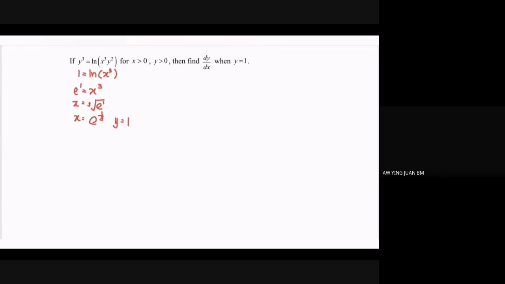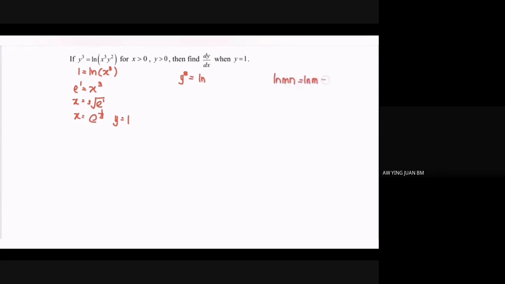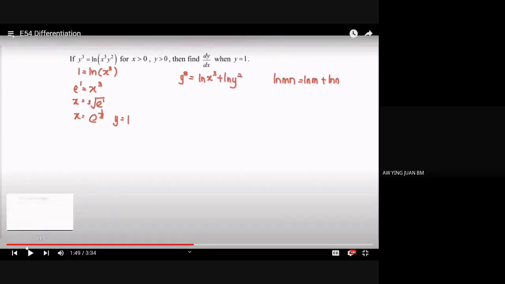Before we find the derivative, we have to make use of the properties or the law of log. So y cubed will be equal to ln. By using the properties, ln mn actually equals ln m plus ln n. So in here we have ln x to the power of 3 plus ln y to the power of 2. Make use of the properties of log. So we can bring forward.